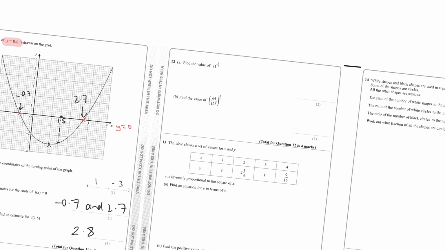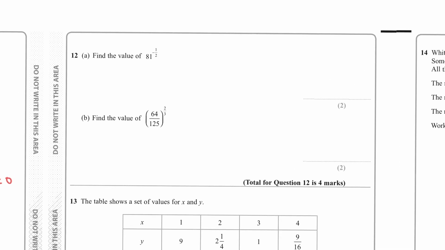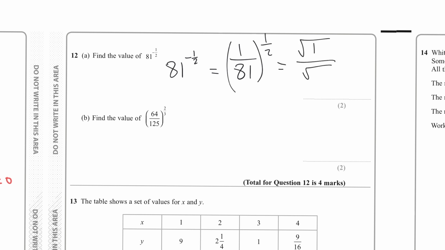All right, so moving on to question 12. So a bit of indices. So here we've got 81 to the power of minus a half. So we're going to work it out bit by bit. First of all, whenever you have a negative power, you basically flip it into a fraction, aka work out the reciprocal. So if we've got to the minus a half, we're going to flip it, and that becomes 1 over 81 to the power of a half. So when you flip it, its negative sign goes. Then to the power of a half is the same as square root. So we're going to basically work out square root of 1 and square root of 81. Square root of 1 is 1. Square root of 81 is 9. And so your answer is 1 over 9.